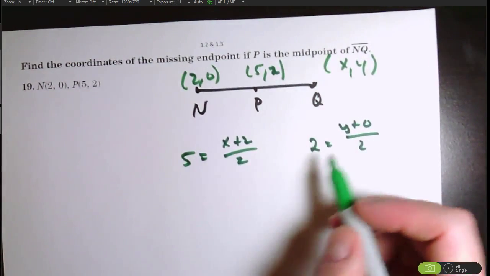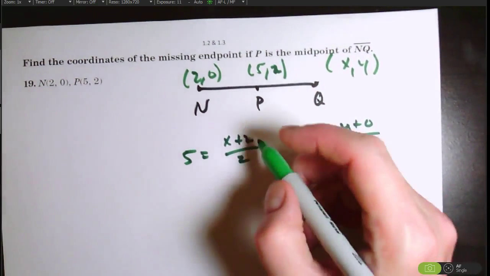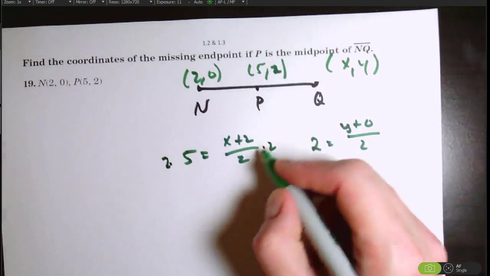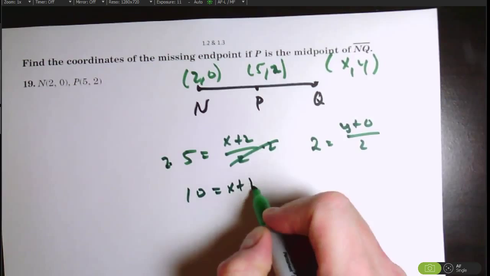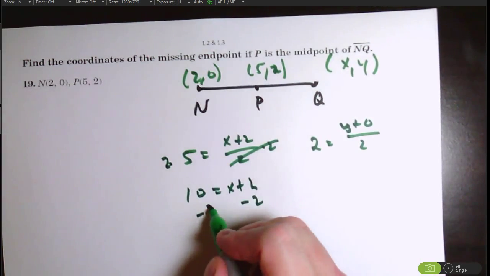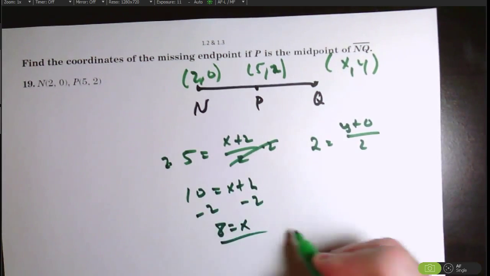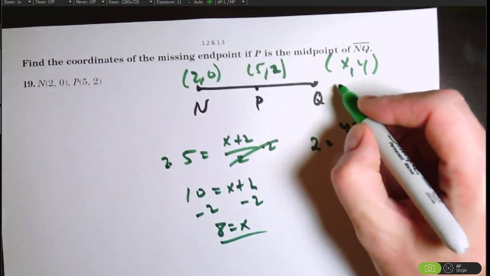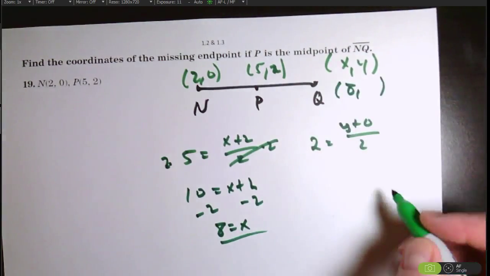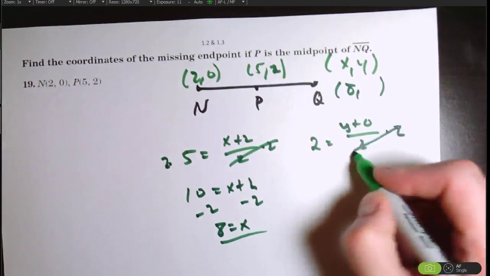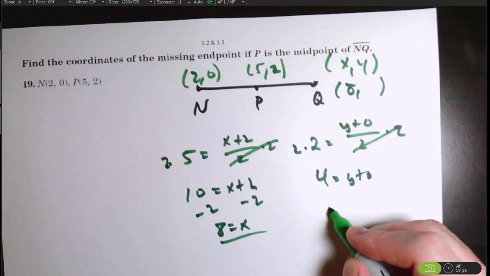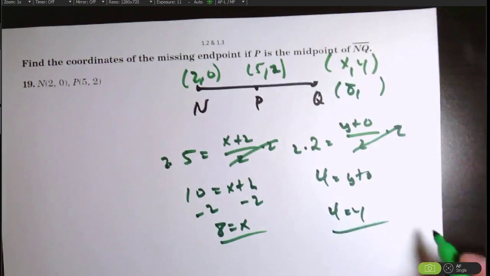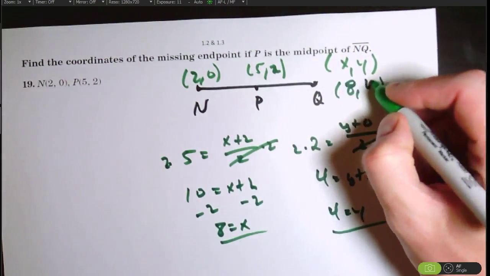And now I've got two equations to solve for x and y. Double both sides first, because you're canceling off the 2's. So you get 10 equals x plus 2. And then subtract 2. Okay, so x is 8. So this point is 8 comma something. Do the same thing over here. Multiply by 2 to cancel that 2 off. 4 is y plus 0, meaning basically 4 is y. So the point is 8 comma 4.